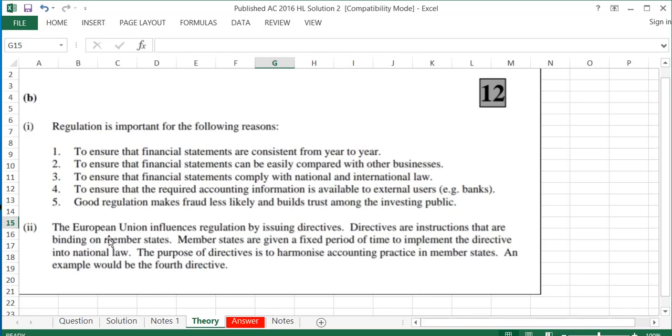And part 2 says, how does the European Union regulate the presentation of accounts? The European Union influences regulation by issuing directives. Directives are instructions that are binding on member states. Member states are given a fixed period of time to implement the directive into national law. The purpose of directives is to harmonise accounting practice in member states. An example would be the 4th directive. And again, if anybody studies business, you will go into this in a lot more detail.